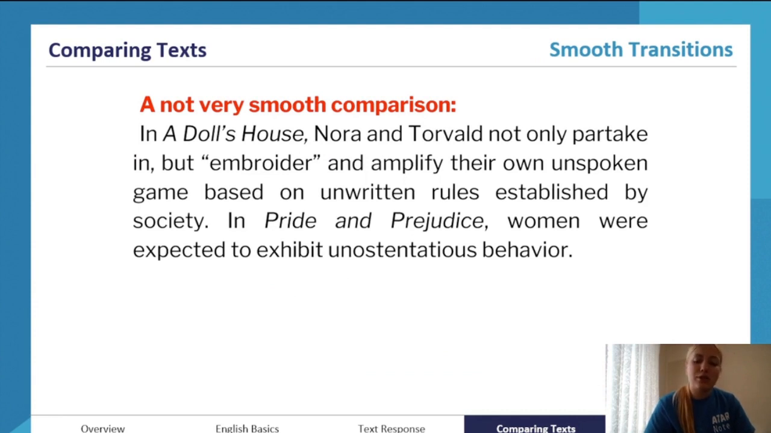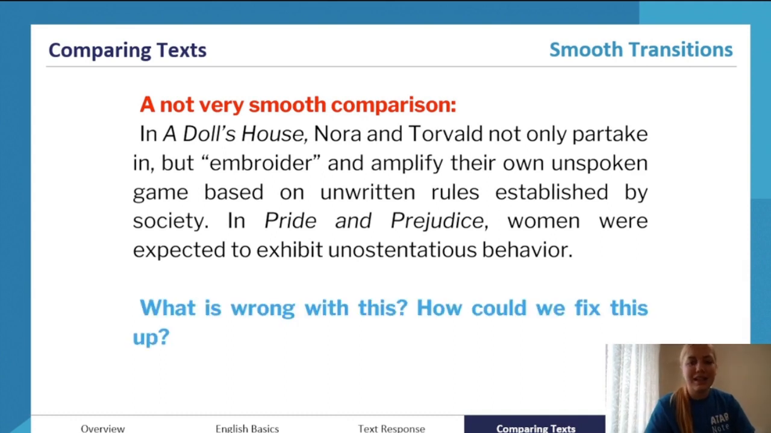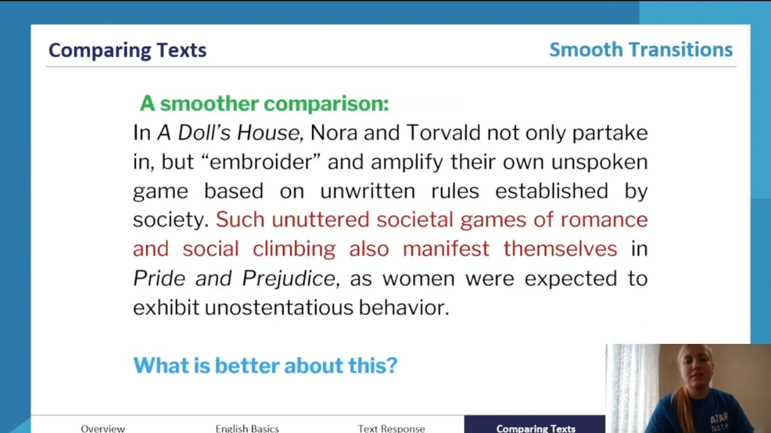You need to make sure that when you make comparative links to the other text, these transitions are smooth and relevant. So this one is an example of a bad one. In A Doll's House, Nora and Torvald not only partake in, but embroider and amplify their own unspoken game based on unwritten rules established by society. In Pride and Prejudice, women were expected to exhibit unostentatious behavior. So notice how it just goes from one text to the other without making really any transition. So we need to fix this.